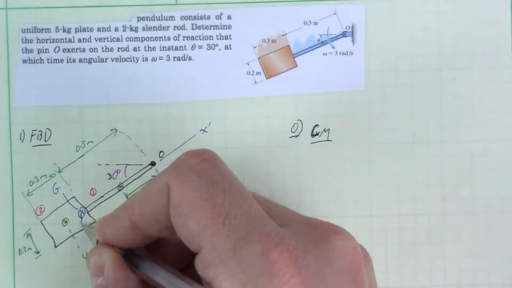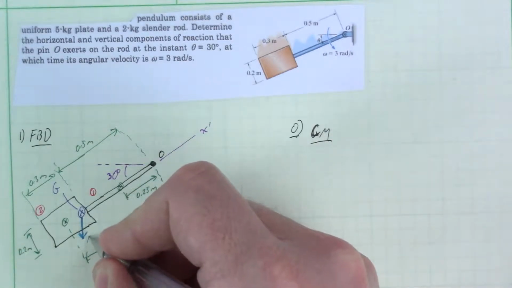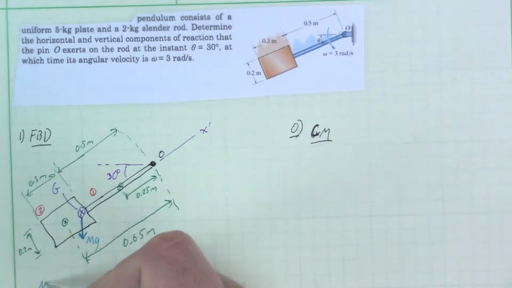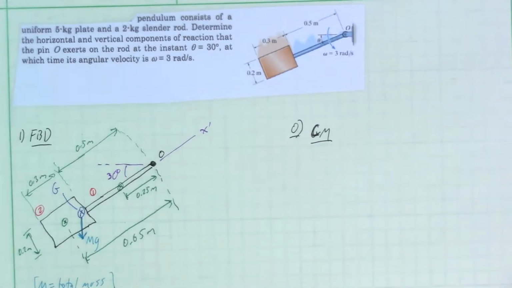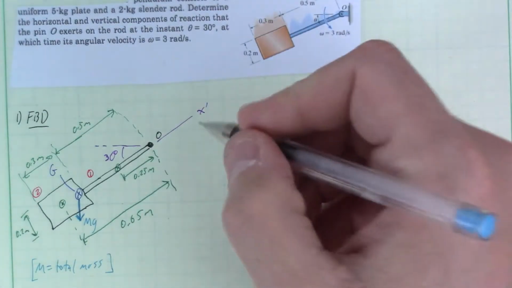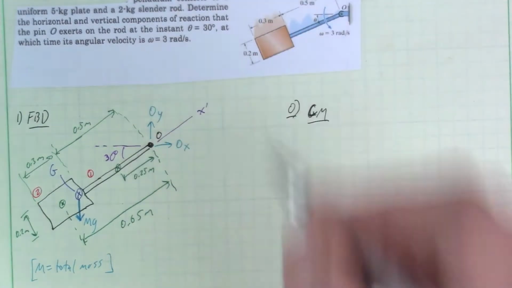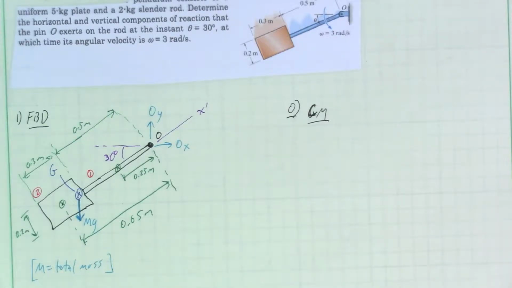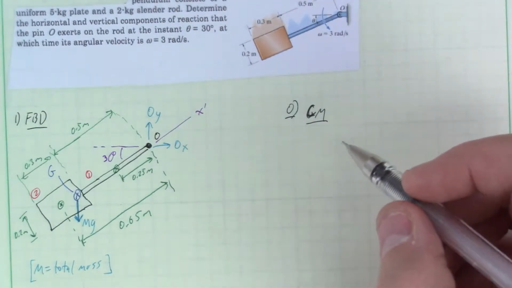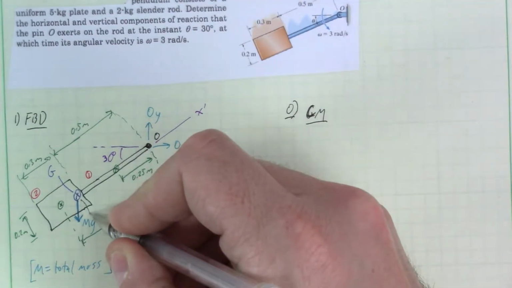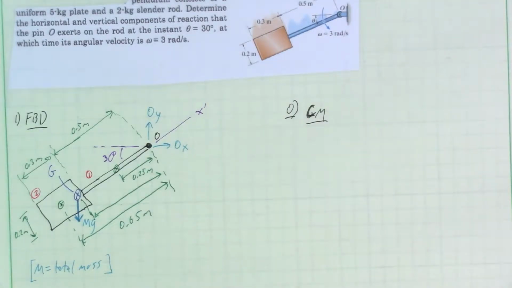So let's see. M will be the total mass of the two combined, and that would be mg acting downward. And then the only other forces on this shape are the x reaction and the y reaction at the pin. Okay, so I said step 0, although I kind of drew out the whole free body diagram there. Our center of mass, where does it go? What we want to determine is what that distance is. I'll label that here in a second once we're done.